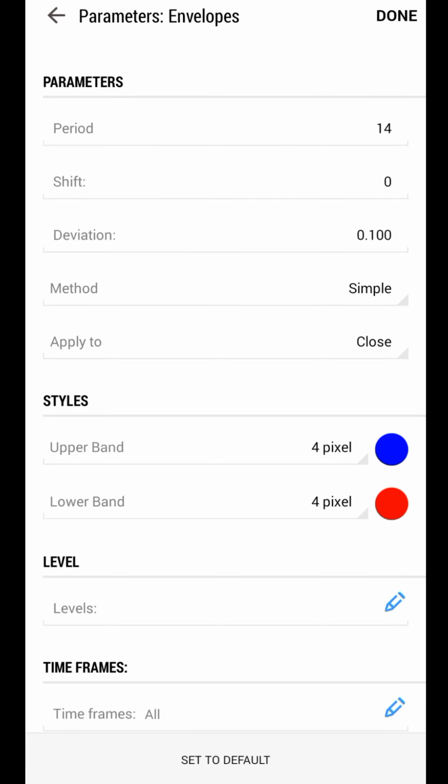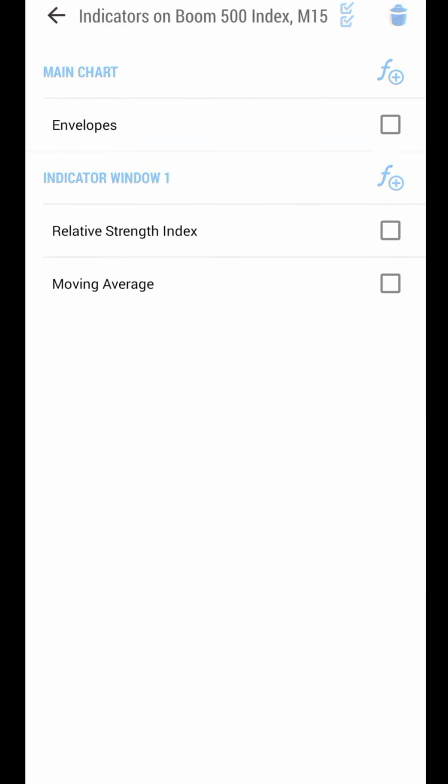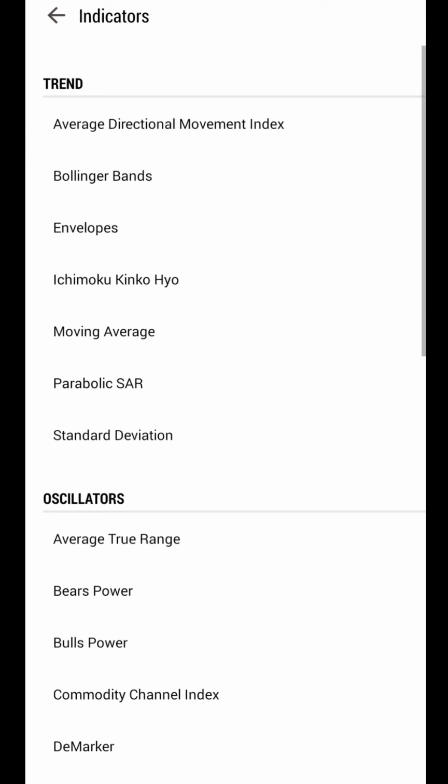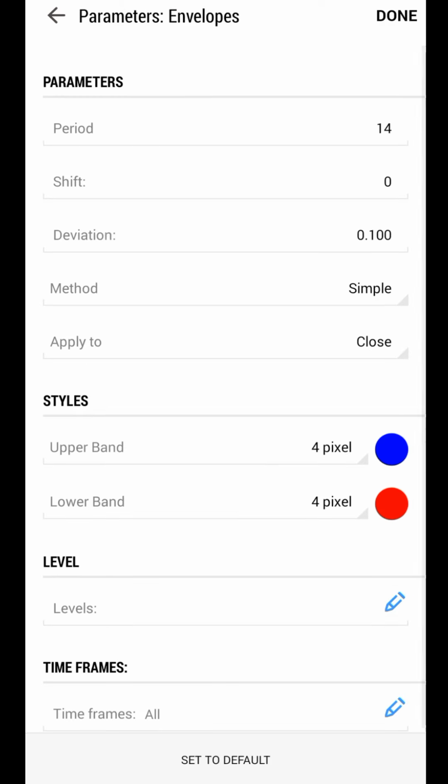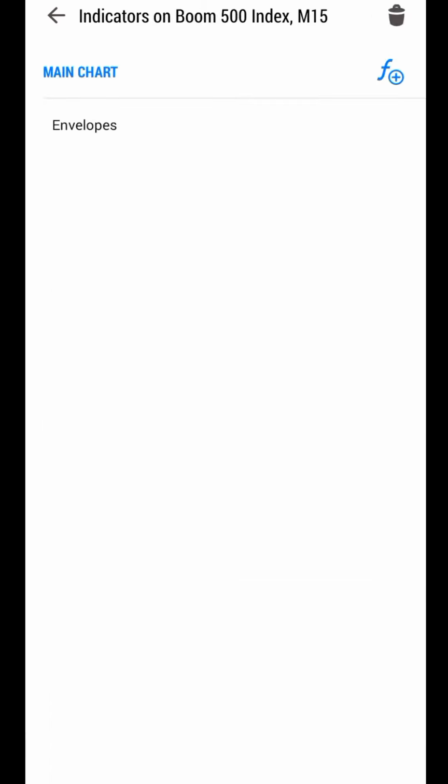Find the envelope. Let me delete it so that we can do that together. Click on the F plus, you find the envelope. The period is 14, 50. Just leave the parameters like this. I think this is the default setting. Click on done after that.